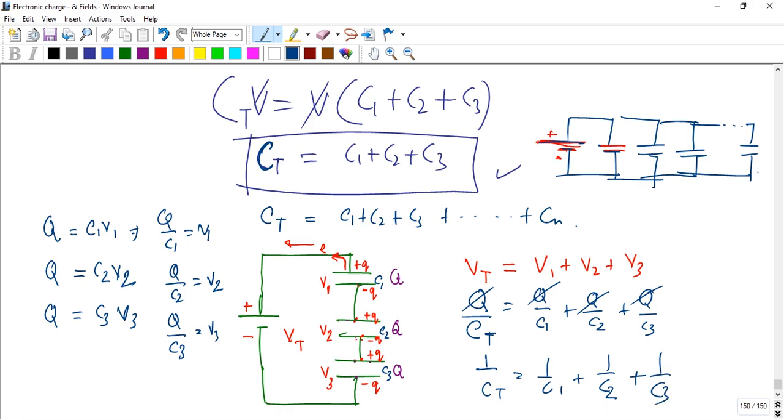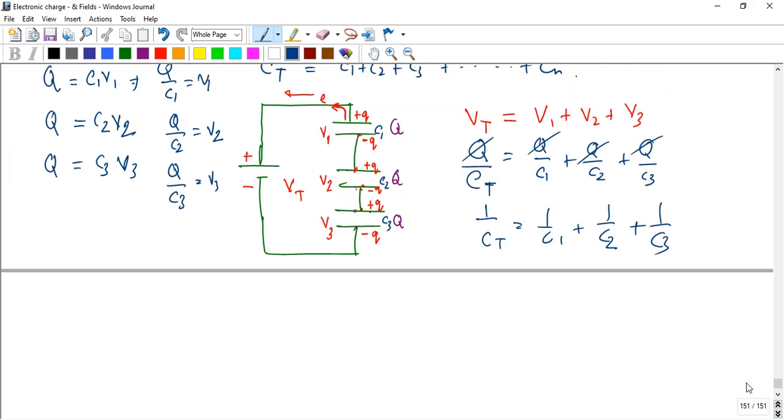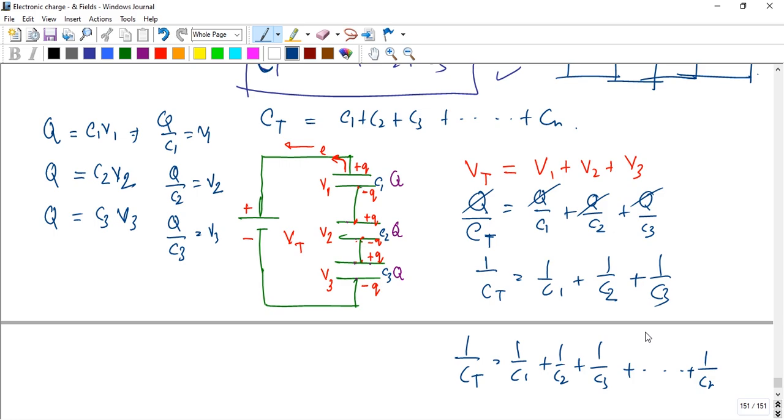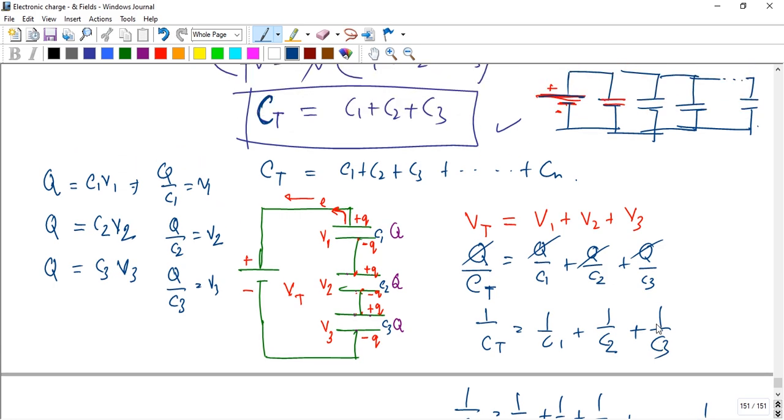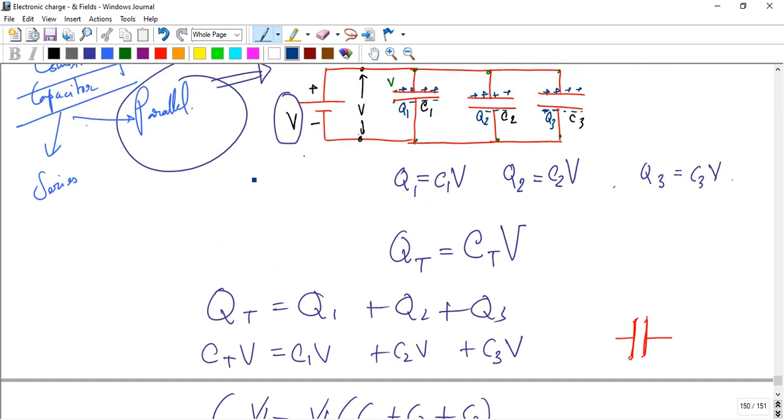Clear? If n number of capacitors are connected in series, then 1 by Ct equals 1 by C1 plus 1 by C2, 1 by C3, and so on up to 1 by Cn. There are two circuit combinations of capacitors: series combination, that is a series combination, and in the upper part we discussed a parallel combination.